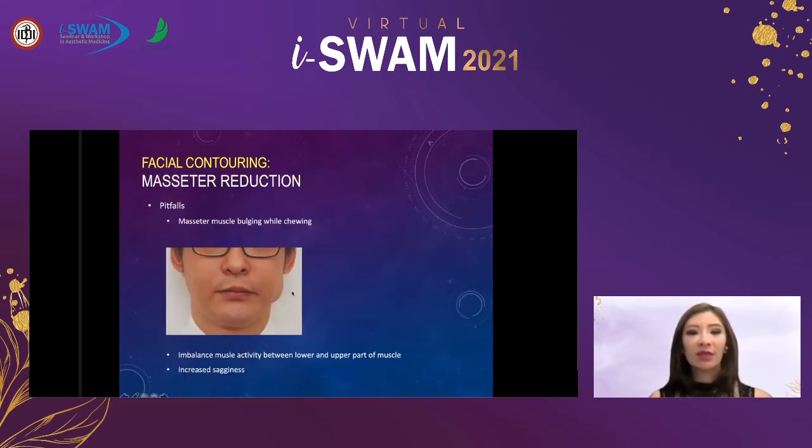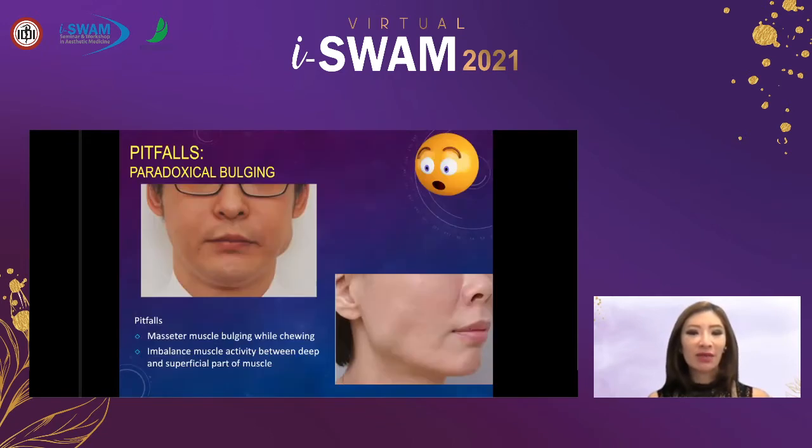And then the pitfall in masseter reduction is bulging of the masseter. Why does it happen? So I will show you the picture of the masseter muscle. This is what happens if we inject incorrectly. While the patient is chewing or clenching, there will be a bulging on the masseter muscle.